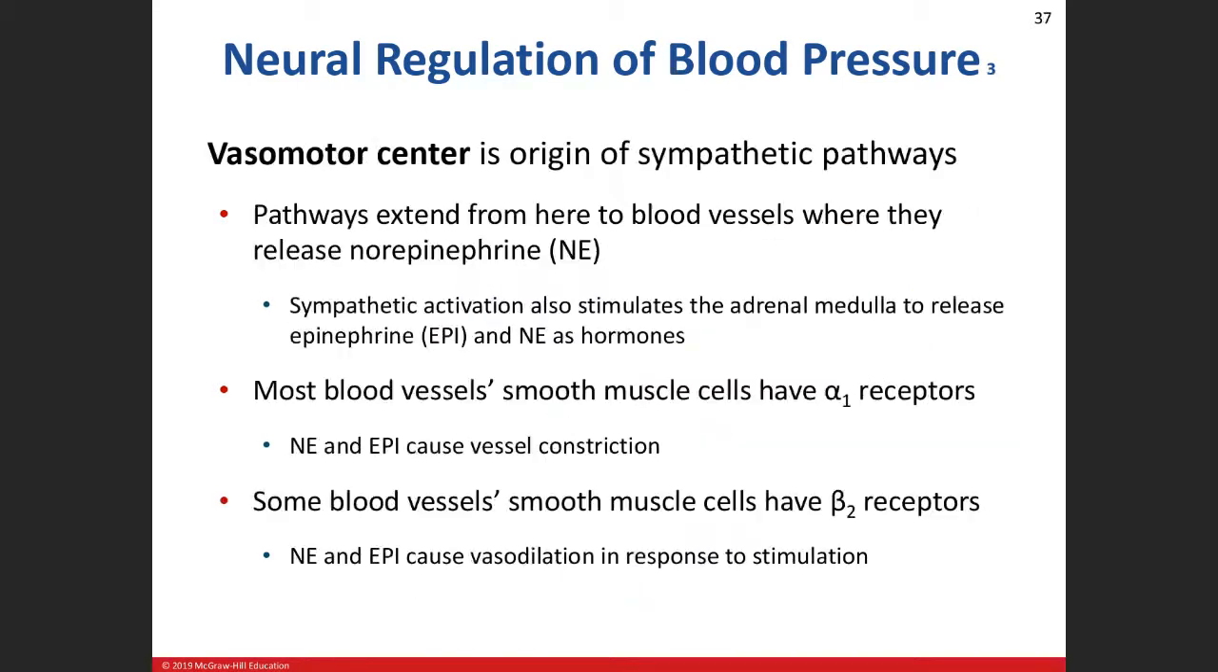The other nuclei is going to be the vasomotor center. Now, again, if you remember it, awesome. If you don't, it's okay. But your blood vessels are only influenced by one division of your autonomic nervous system, and that's the sympathetic nervous system. The parasympathetic nervous system does not play a role. You have both divisions that play a role on the heart. Sympathetic speeds it up, parasympathetic slows it down.